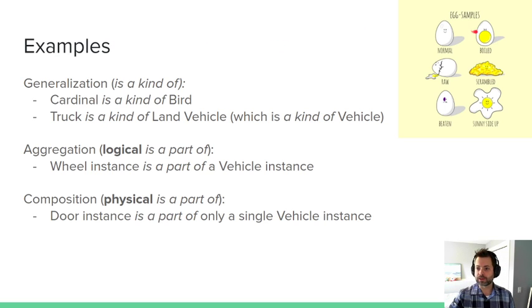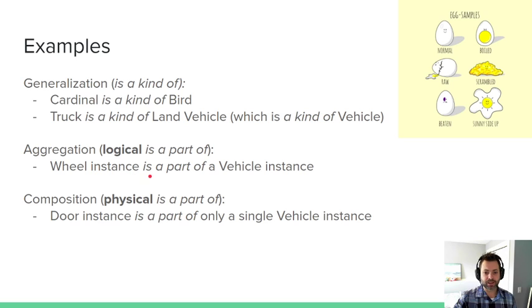So for some lovely dad puns here, some examples. Generalization is your "kind of." Aggregation is "a part of." Composition is "a part of." So a cardinal is a kind of bird. A truck is a kind of land vehicle. A land vehicle is a kind of vehicle. So this is a generalization. This is your solid line with the triangle at the end. Aggregation and composition, solid line with white diamond or black diamond.